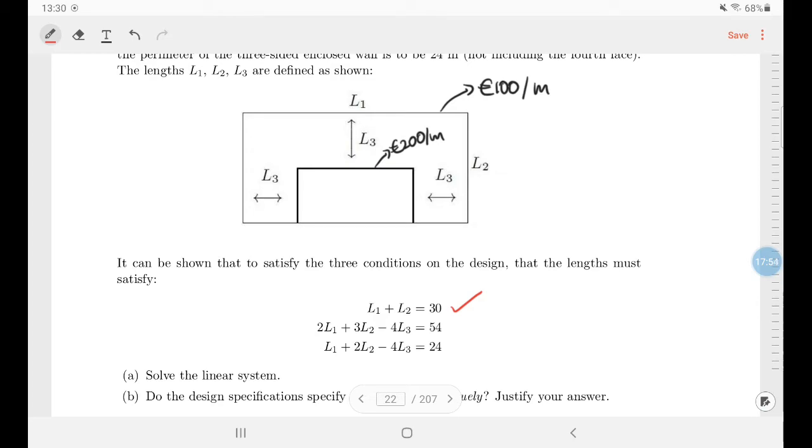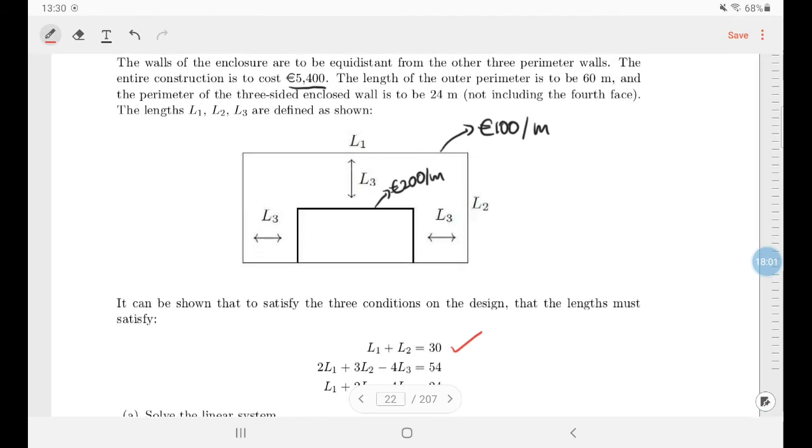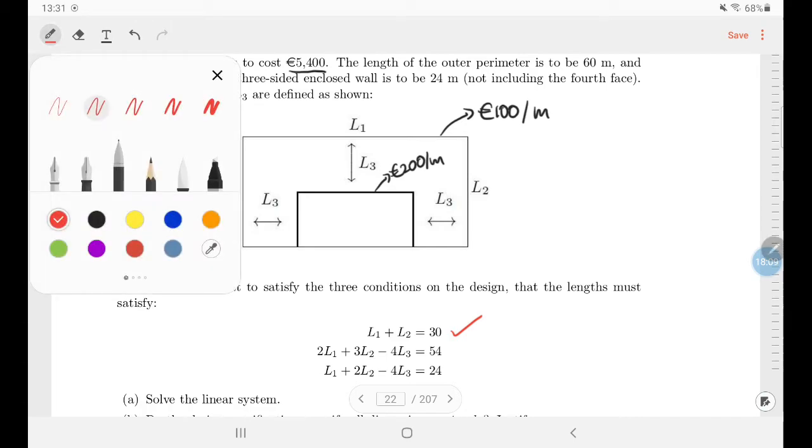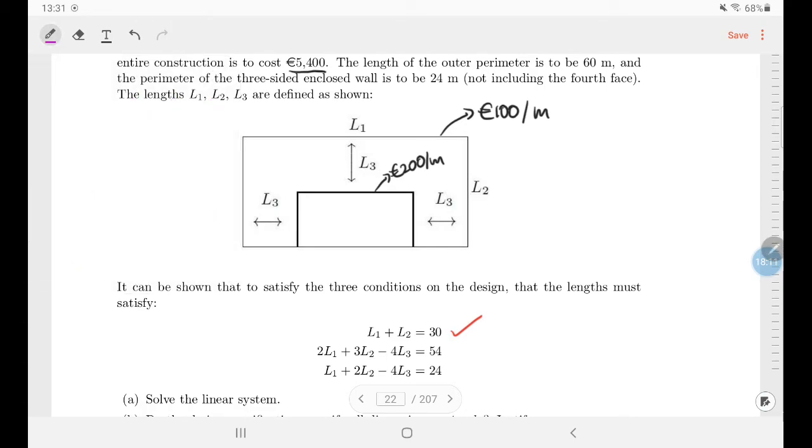The second equation looks like it might be an equation in money. So let's write down the equation in money. So you've got 2 outside walls. So that'd be like 2L, the L1 and the L2. Let's say, so 2L1 plus the 2L2, that's the length of the wall, times €100 per meter.